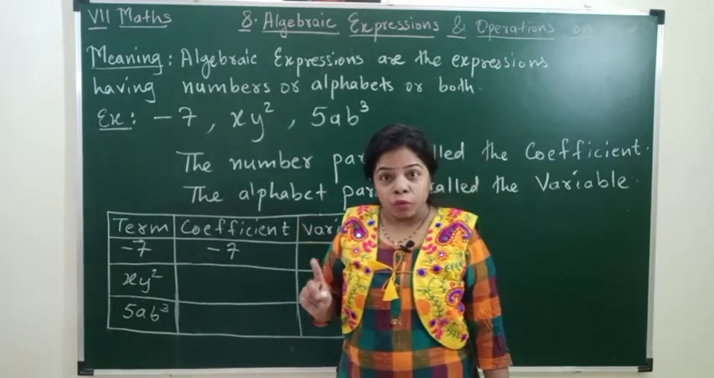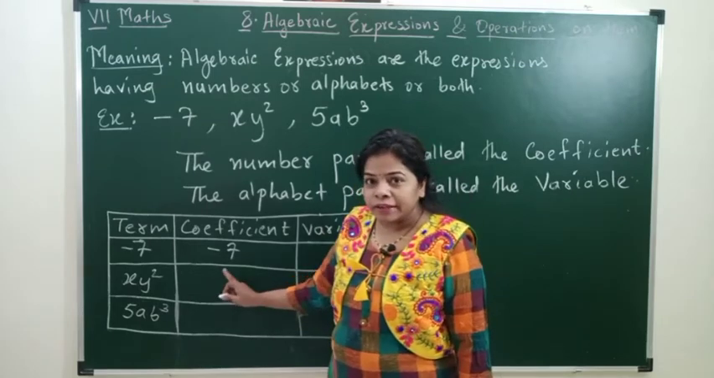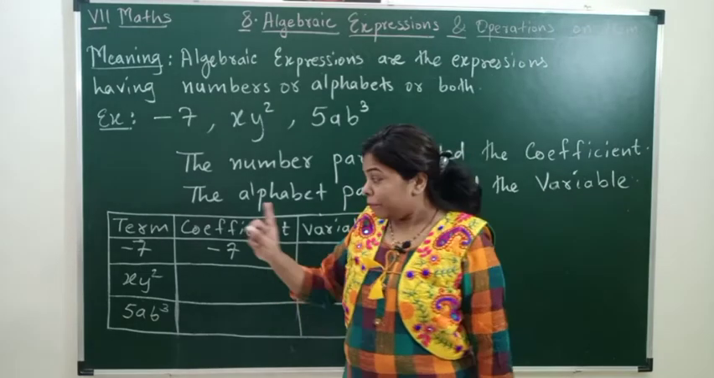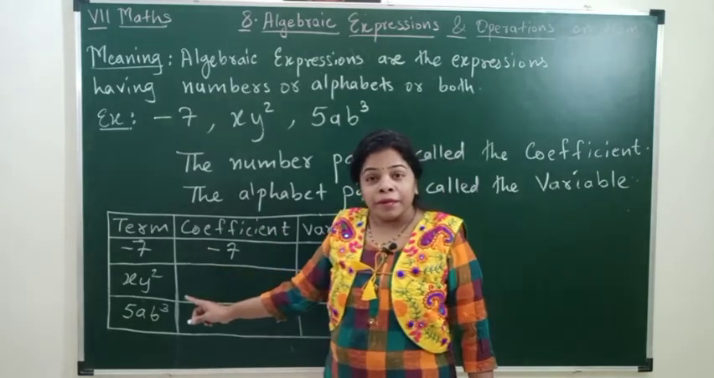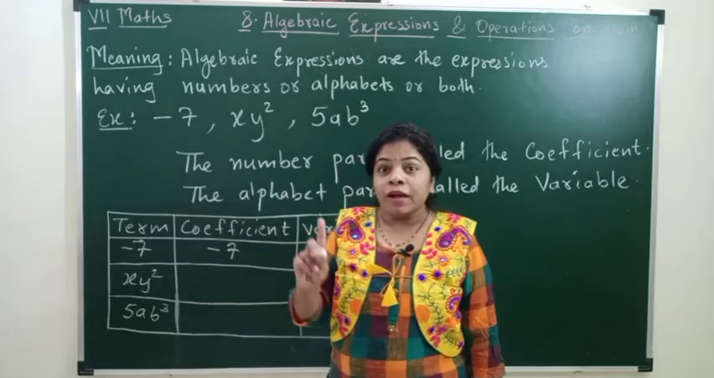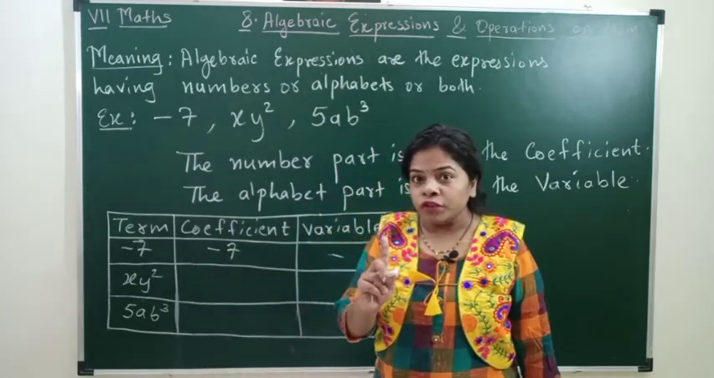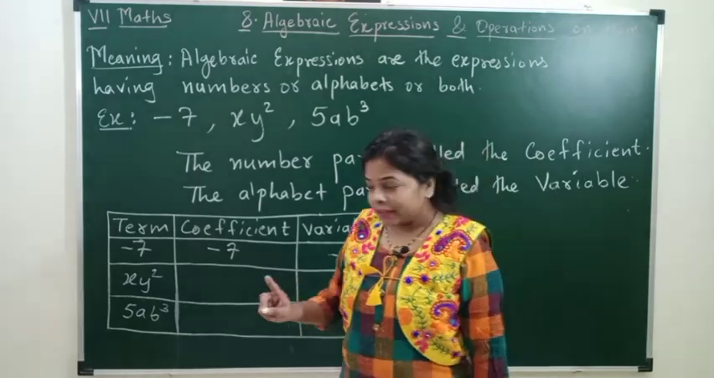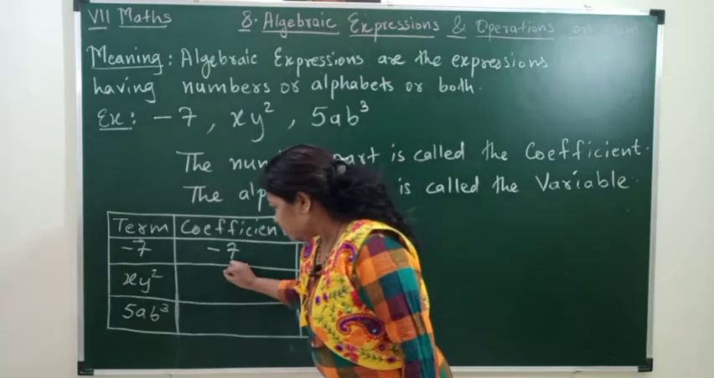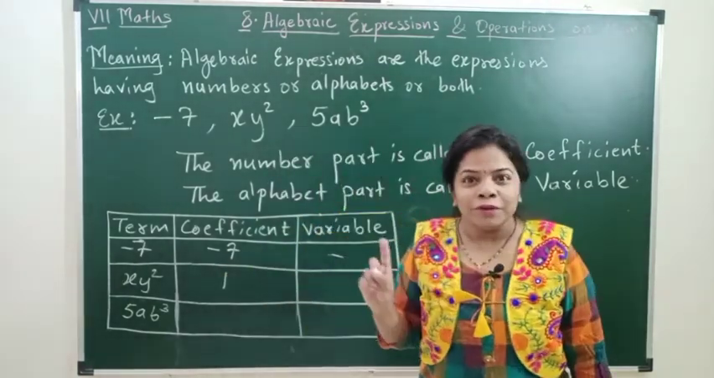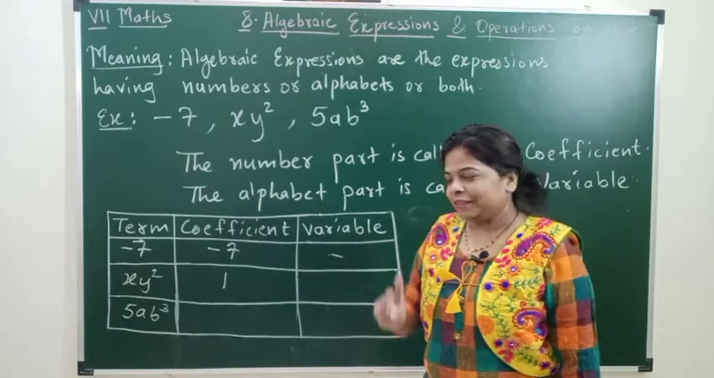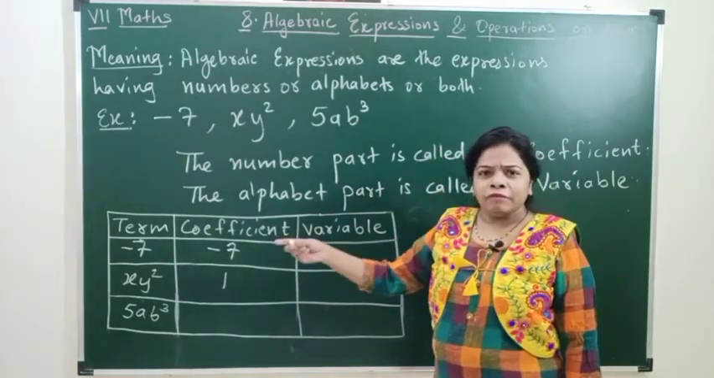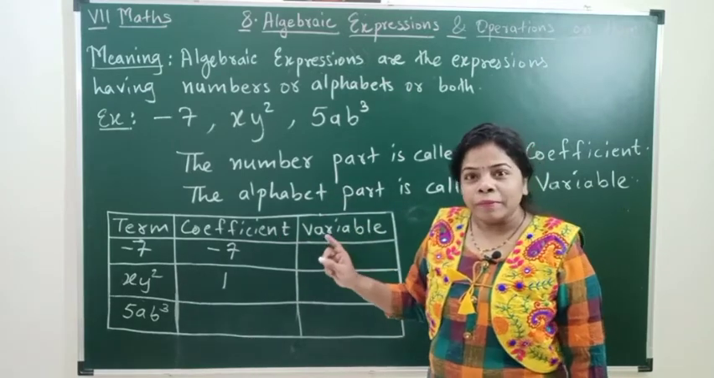Everything will become 0. But it is not 0. It is xy square. Which means the coefficient here is not 0 children. It will be 1. Because 1 multiplied by xy square will be xy square only. Its value will not change. So the coefficient will be 1. If there is no number, you are going to take the number as 1. Okay, next. What's the variable? XY square. Variable is the alphabetical part. So variable will be XY square.